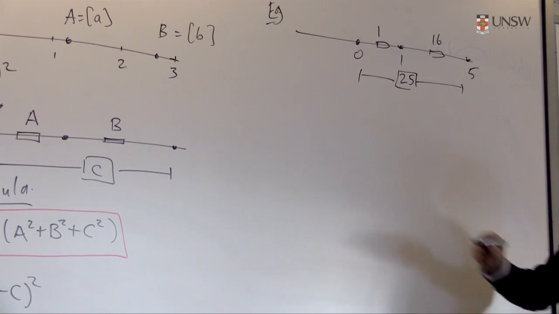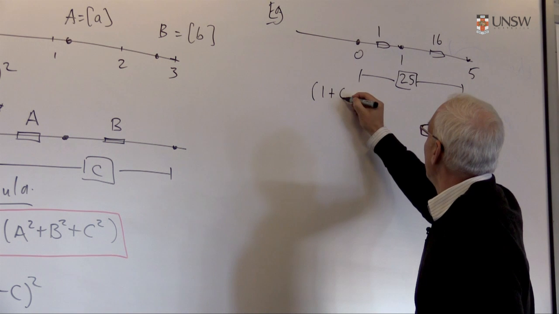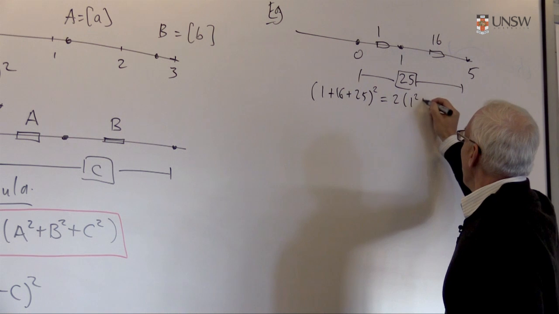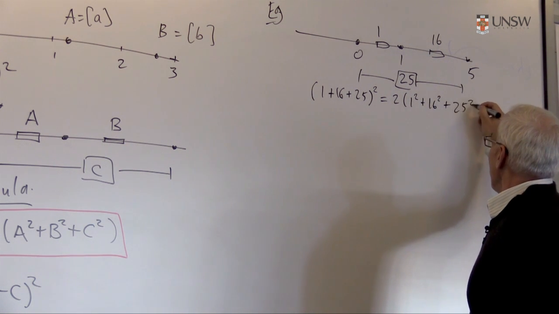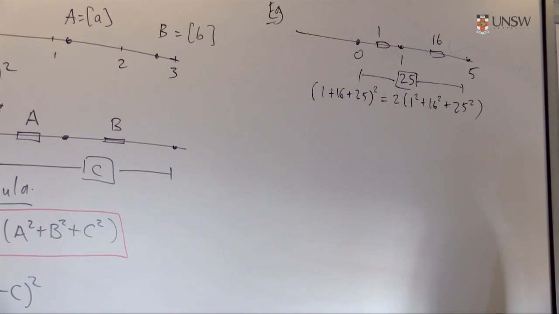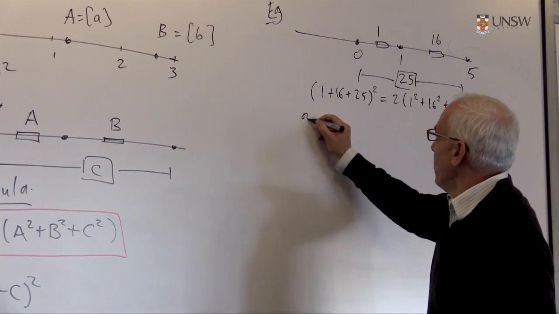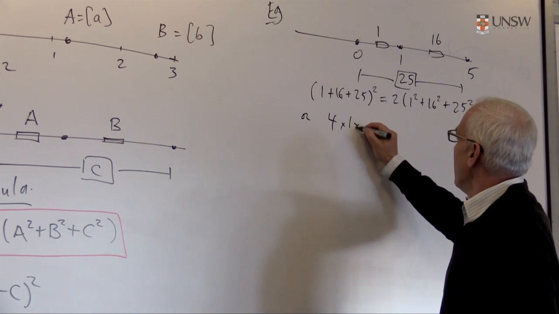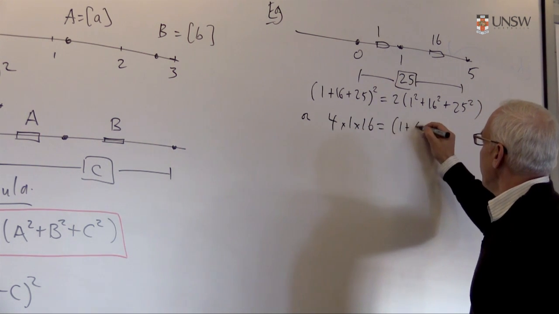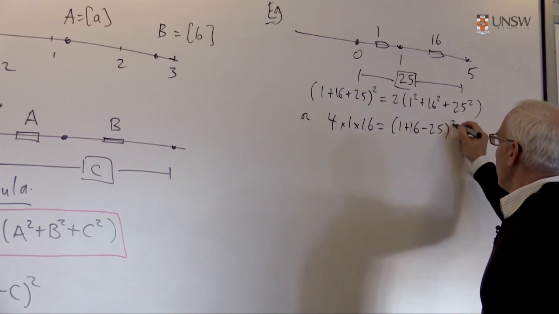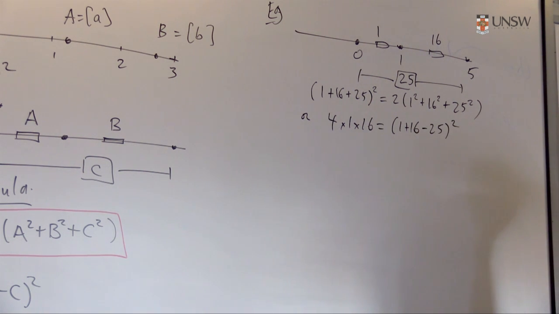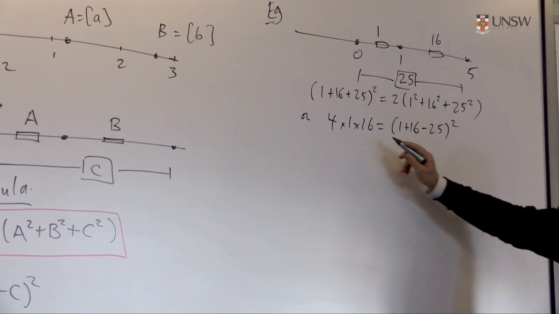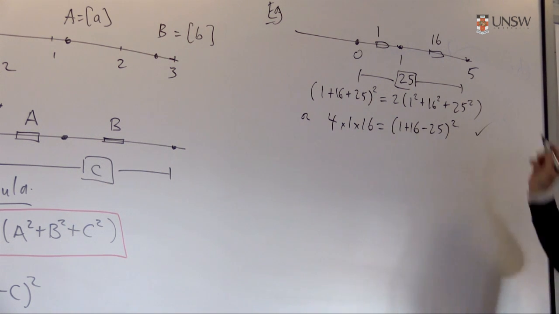And so the claim is that these numbers satisfy the relation that (1 + 16 + 25) squared equals 2 times (1 squared + 16 squared + 25 squared). It's a little bit easier if we check that one. If we write 4 times 1 times 16 equals (1 + 16 - 25) squared, then that's 17 minus 25, that's 8 squared, 64, and that's 64. So we can check that form of it.